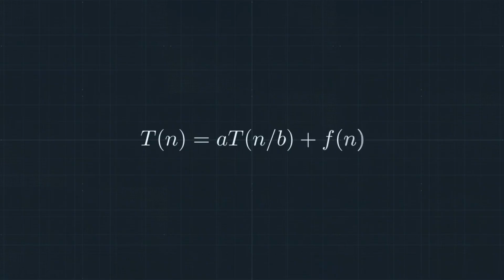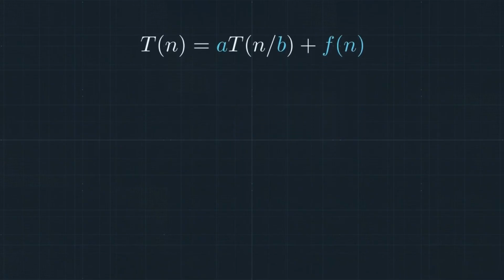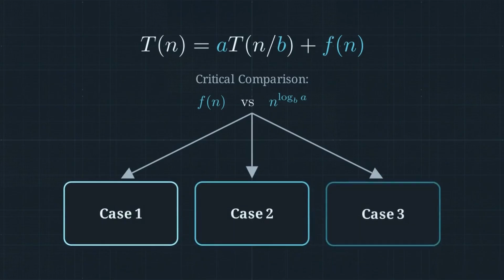This equation on screen shows the entry condition for using the theorem. T of n equals a times T of n divided by b plus f of n. This specific format mathematically represents the standard behavior of almost all division-based recursive algorithms. To use it, we are going to decode the anatomy of this formula, establish the critical mathematical comparison at its core, and run tests on its three foundational cases.